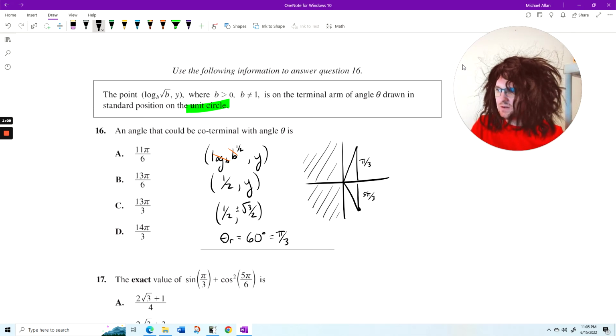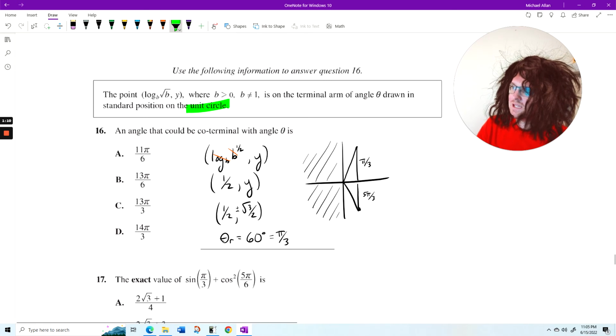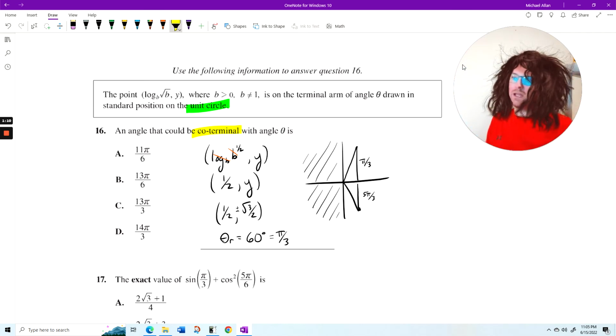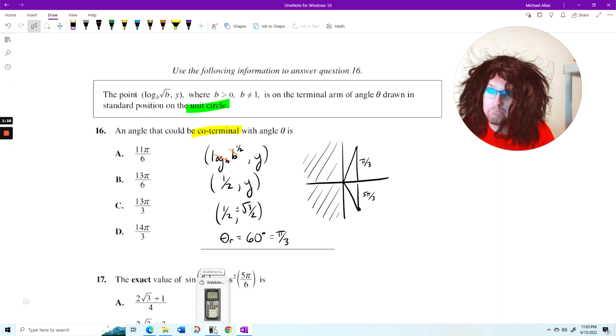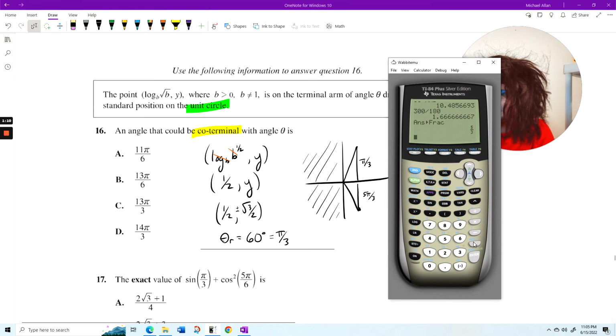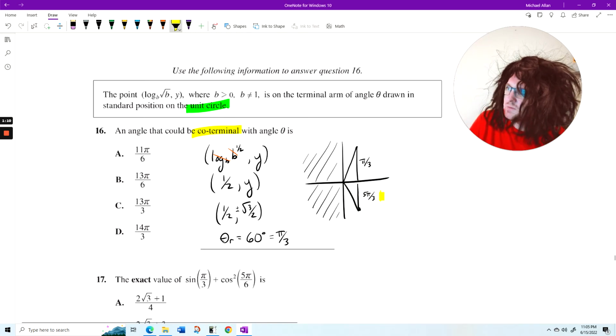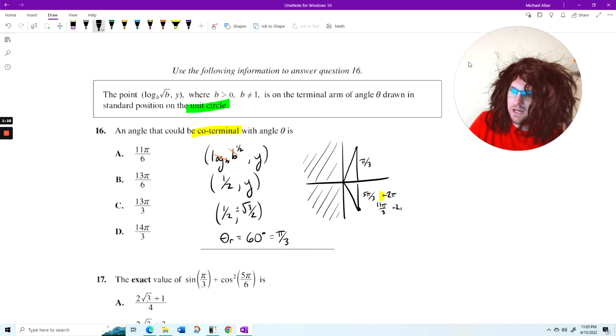Now the problem is none of those answers match here. But the key is coterminal angles. So what are some coterminal angles to these? These look like they're bigger, so I'm going to add 2 pi to every single one of these. If I add 2 pi to 5 pi over 3, I get 11 pi over 3, which doesn't match. If I add 2 pi again, it's 17 pi over 3, so it looks like I skipped over it. It doesn't quite match.